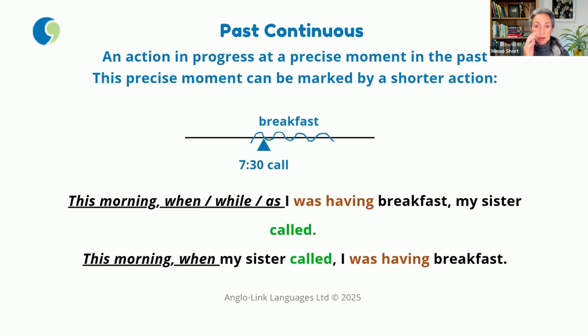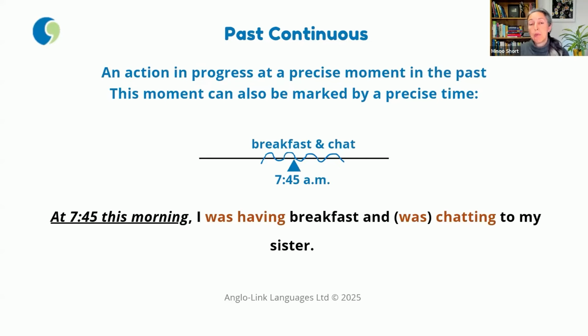Now, as I said, a short action can mark this point, or the point can be actually marked by a precise time. For example, at 7:45 this morning, so a very precise moment, I was having breakfast and chatting to my sister. You can repeat the auxiliary or drop it. So you can say I was having breakfast and was chatting to my sister.